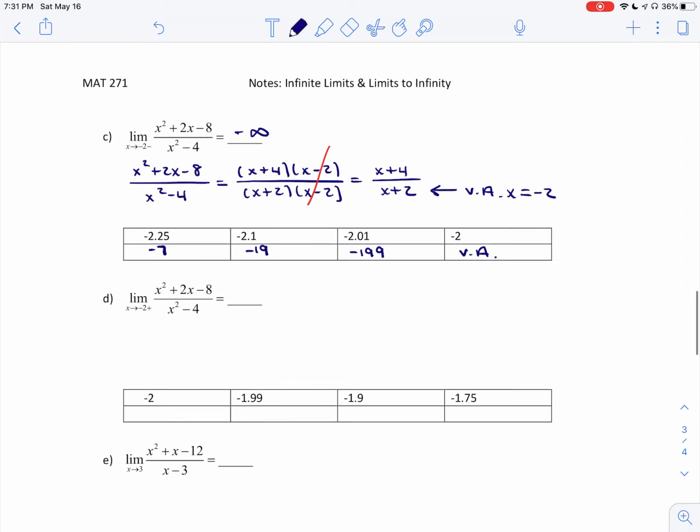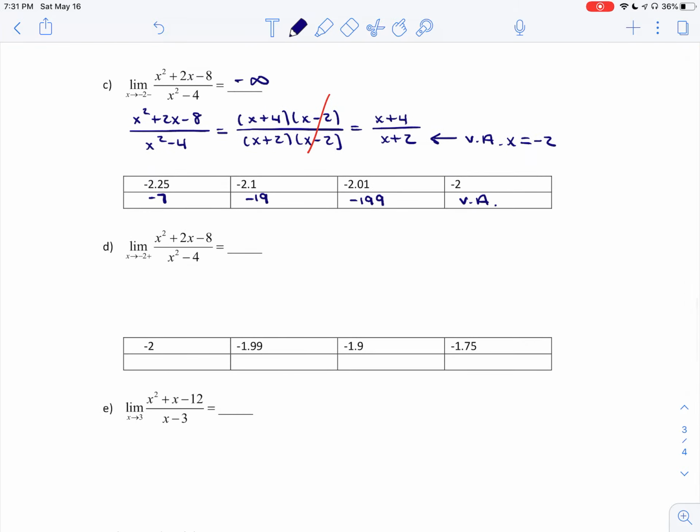All right, now looking at our right-hand limit, still have the same function. We still know that we have a vertical asymptote at x equals negative 2. We're just looking at values to the right of negative 2 this time. So again, just plugging those in, I ended up with 201, 21, and 9. So since they're all positive, we can see that as x is approaching negative 2 from the right-hand side, f of x is approaching positive infinity.